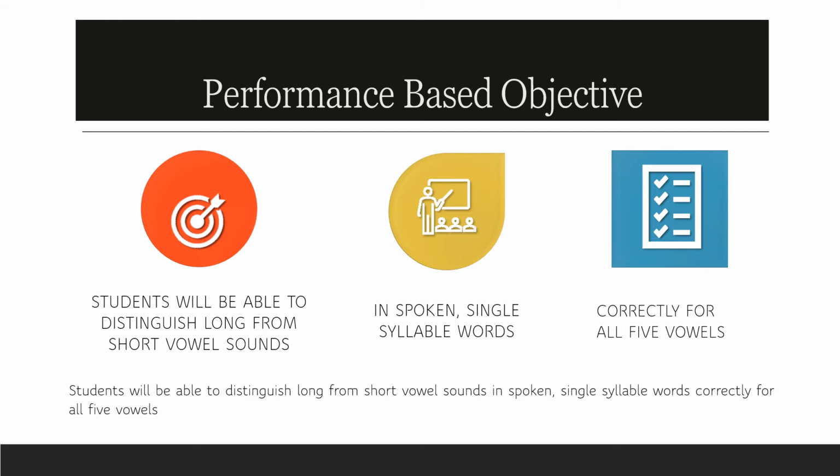We're not yet using multiple syllable words. So it's important that we have this second piece that says how they're going to do it, because that makes it much easier or much harder. And what am I looking for? I want them to get all 5 vowels correct. We've been doing this all year, so I want them to get all 5 vowels correct. Here's my objective. Students will be able to distinguish long from short vowel sounds in spoken single syllable words correctly for all 5 vowels.